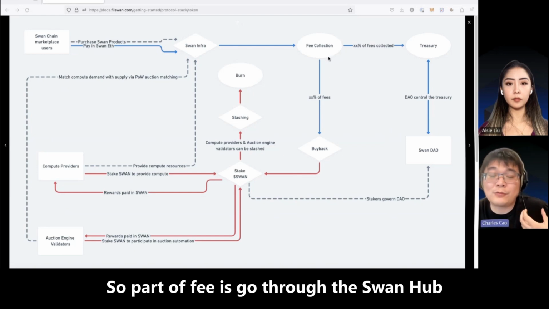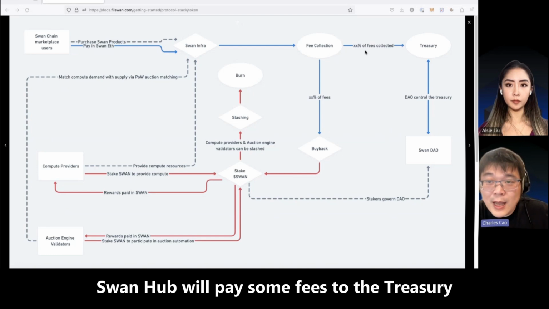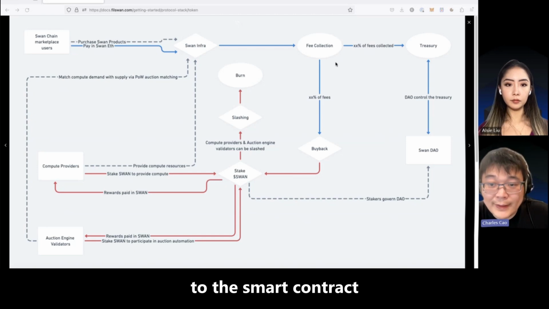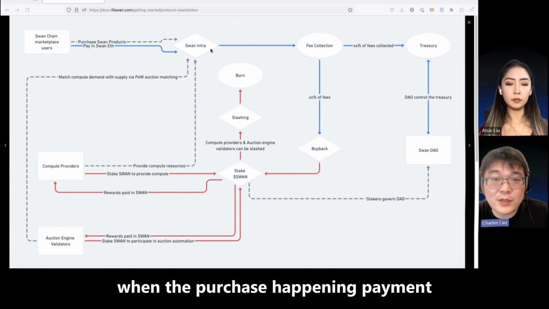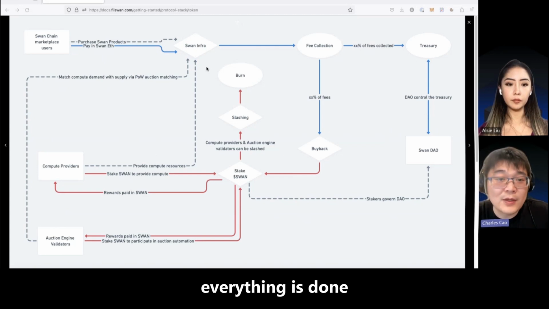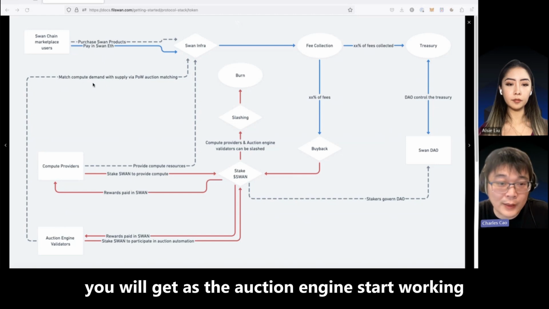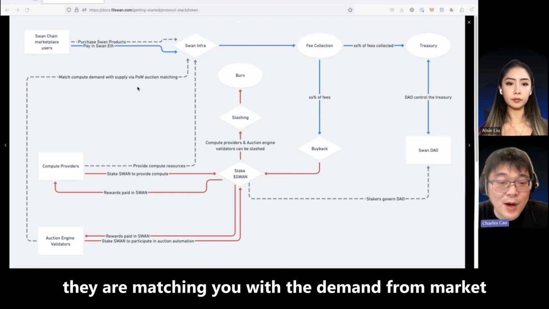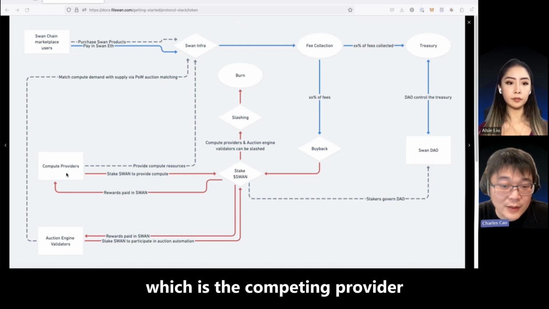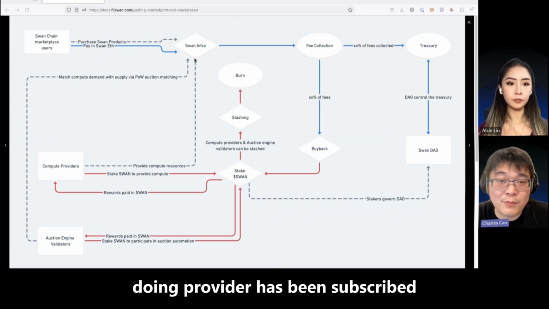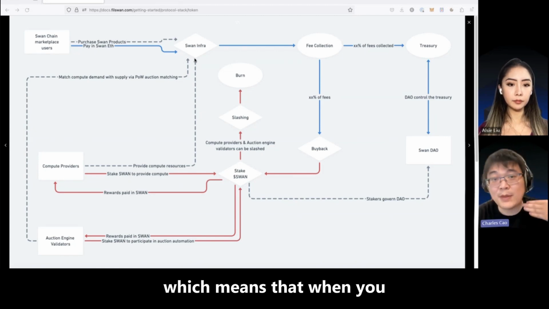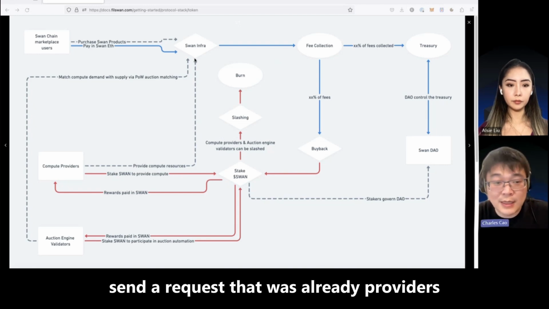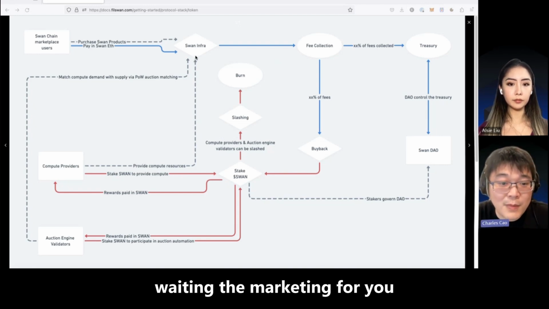Part of the fee goes through the Swan Hub. Swan Hub will pay some fees to the Treasury through the smart contract. On the other side, when the purchase happens and the payment is done, the auction engine starts working. It matches you with the demand from the market, which is the computing provider. The computing provider has subscribed to the system before the purchase happened, which means that when you make the payment and send a request, there are already providers waiting in the market for you.